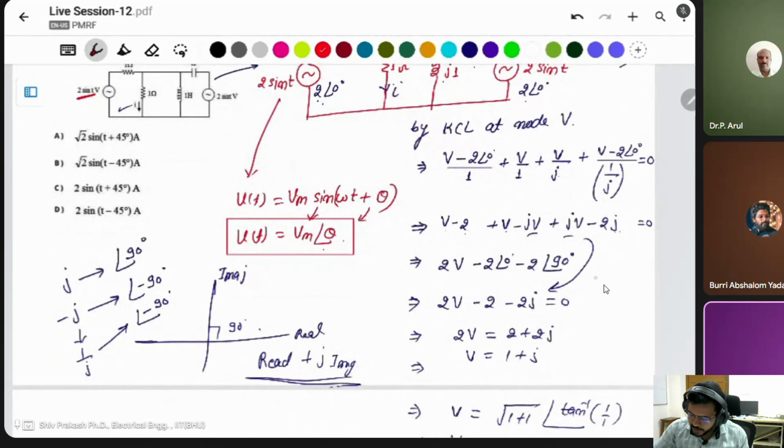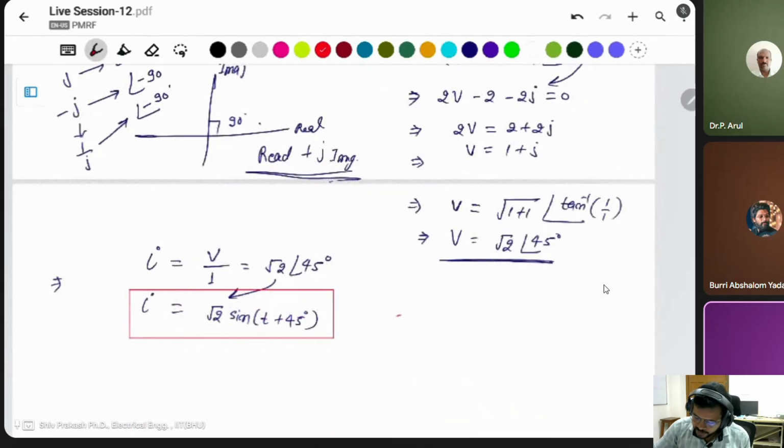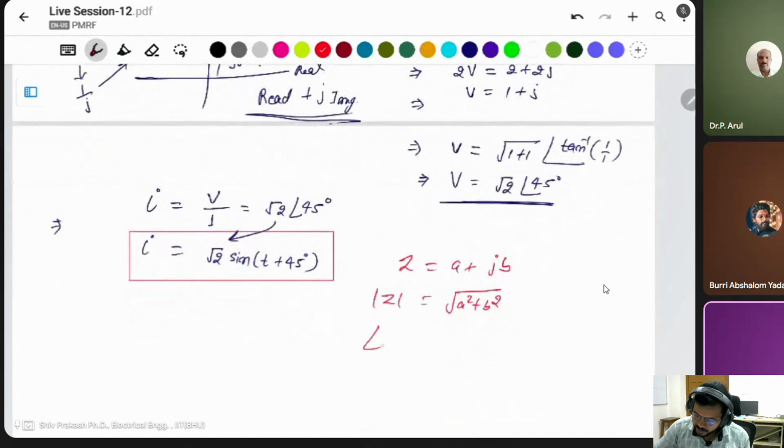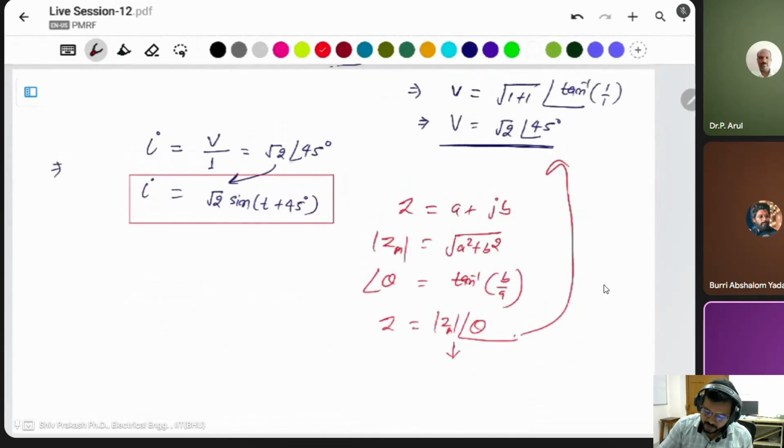After that, you simply add all of these things and find the voltage, 1 plus j. You know that if anything is written as Z equals A plus jB, the magnitude is the square root of A squared plus B squared, and the angle theta is tan inverse of B by A, and this is written as magnitude of Z at angle theta. The same thing I wrote here. And if you write this in sine terms, root 2 is the magnitude and this is the angle, so this is root 2 sine t plus 45. Let's try the next question.